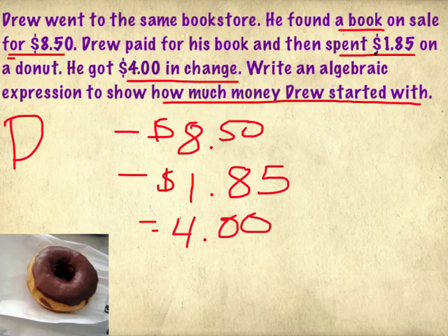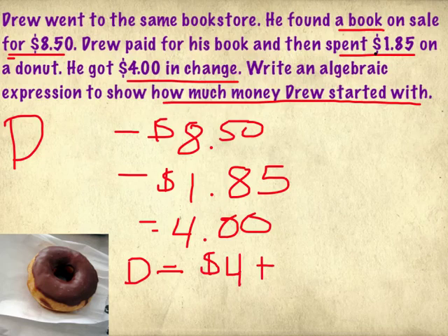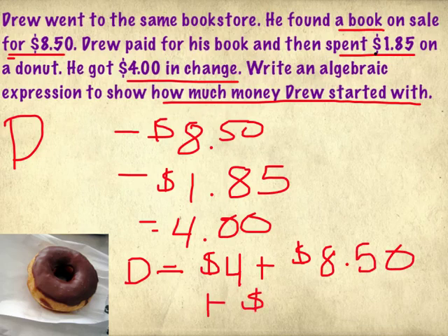So I know whatever he spent is going to be his change plus all the other money he spent. So that would be my equation that would tell me how much money Drew started with, because however much money he started with is the money he spent on the book, plus the money he spent on the donut, plus the change he had left over at the end. And that would be very easy to do that equation and figure it out, which I'm not going to bother doing because all the question asked me to do was write an algebraic expression, and I'm done.